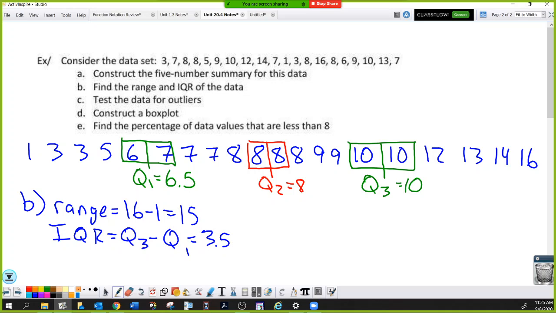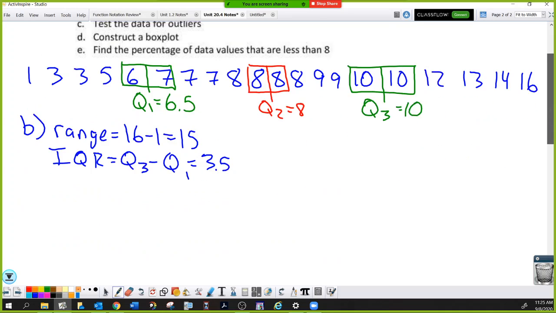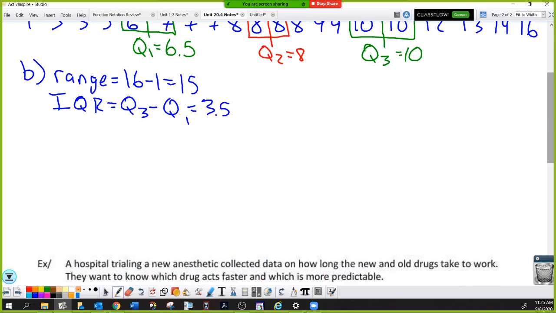Or 3.5. So it says test the data for outliers. So what we need to do is figure out our upper bound and our lower bound. We have to do IQR times 1.5. Let's scroll down a little bit, I'll scroll up and down, and squeeze the box plot over there.